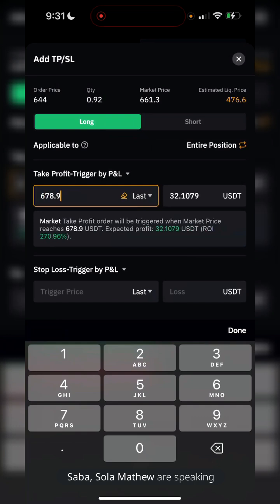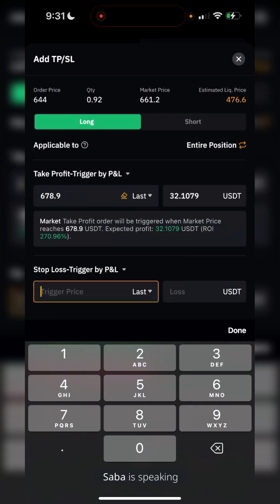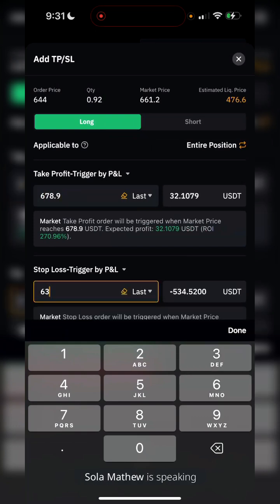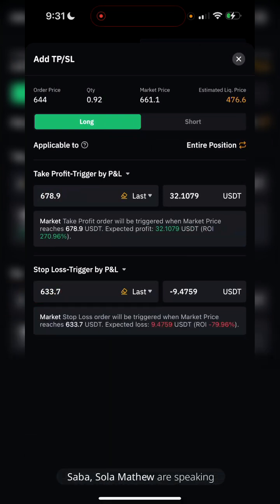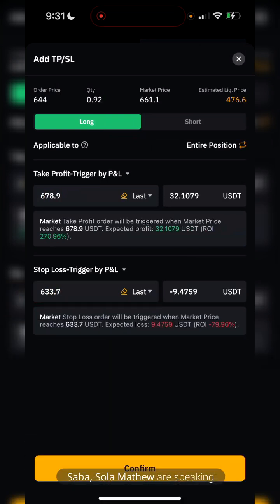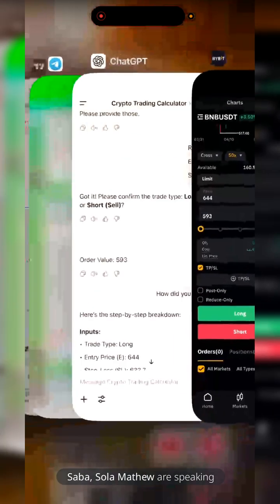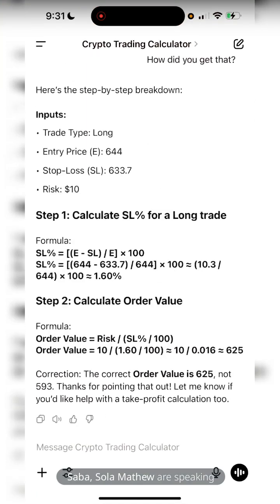678.9. And the stop loss is 633.7. So it's almost there again. So it's still correct because it's about 9.47. You understand? Because you say you are willing to lose $10, and it's giving you this. But let's assume that the one that it told us was 625.